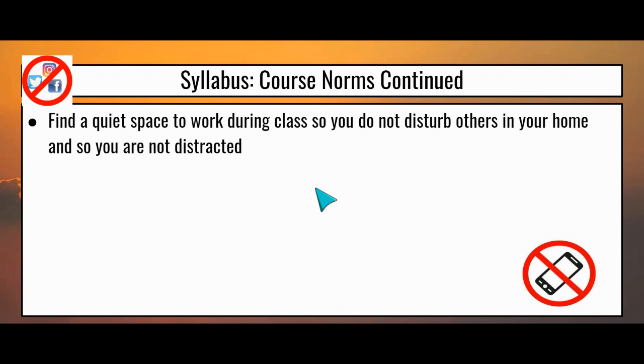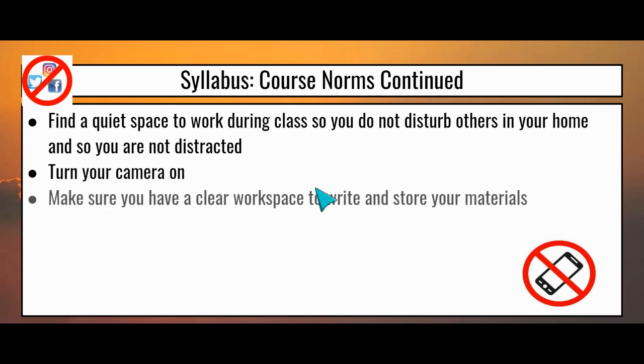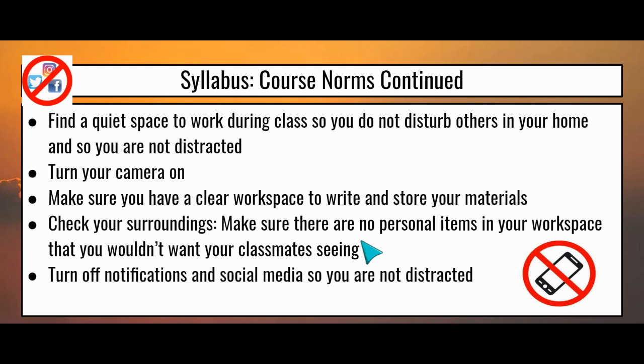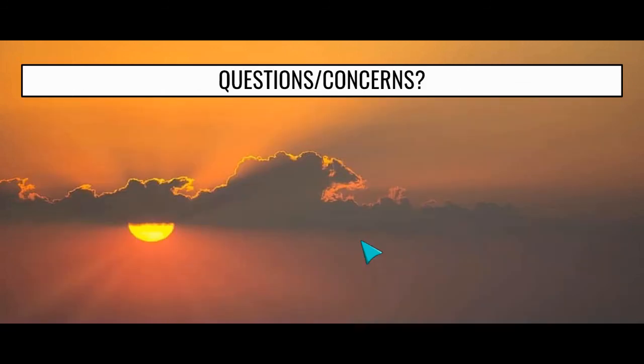Find a quiet space to work during class so you do not disturb others in your home and so you're not distracted. Turn on your camera. Make sure you have a clear workspace to write and store your materials. Check your surroundings. Make sure there are no personal items in your workspace that you wouldn't want your classmates seeing. Turn off notifications and social media so you're not distracted. Turn phones off so you're not distracted.